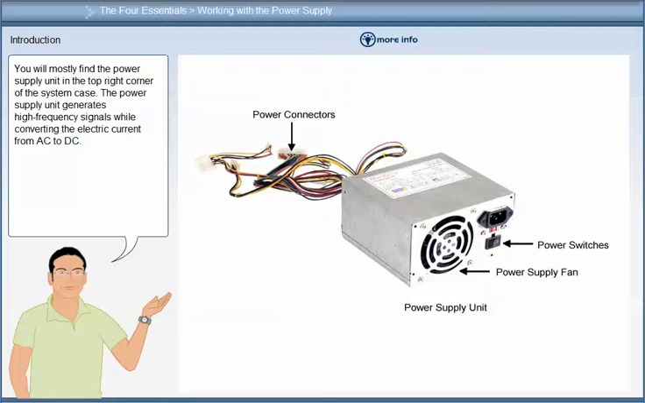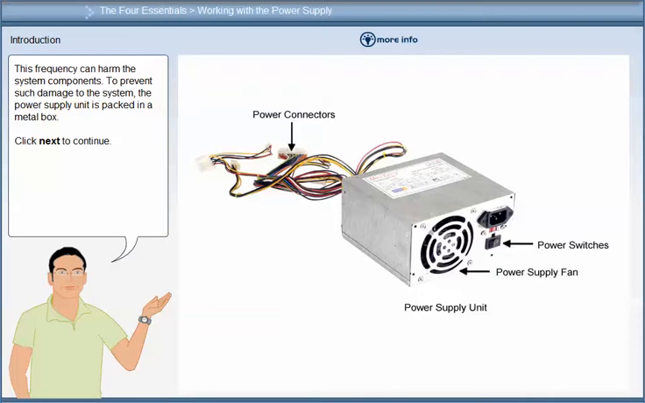The power supply unit generates high frequency signals while converting the electric current from AC to DC. This frequency can harm the system components. To prevent such damage to the system, the power supply unit is packed in a metal box.